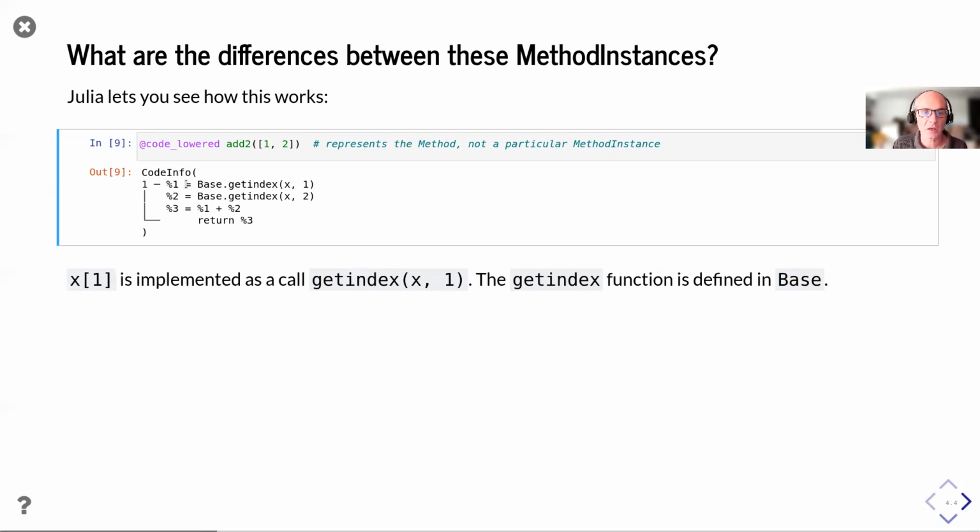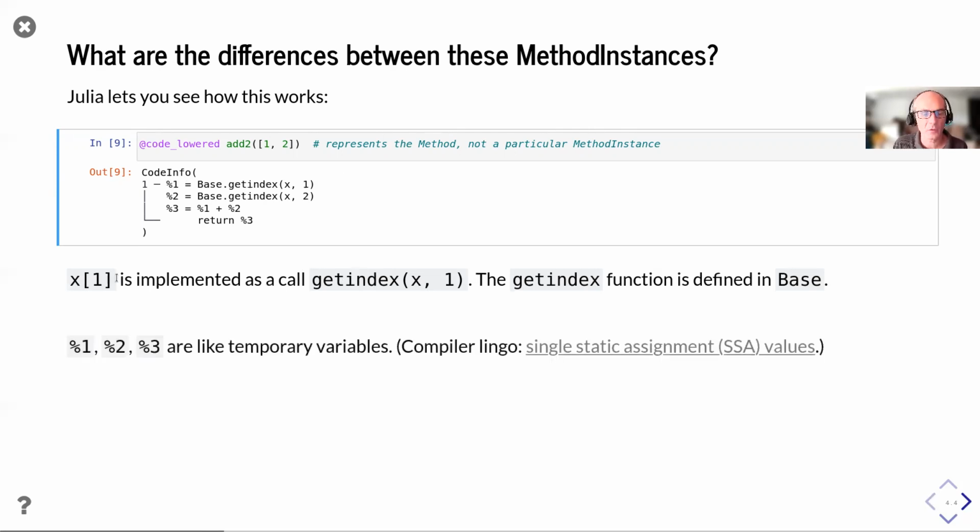Now you notice there's this assignment operation here, and those are funny looking variable names, but you can think of them basically as temporary variables. These are called SSA values in compiler lingo. You don't have to worry about that. Just think of these as temporary variables storing the result of that getindex. Then on the 3rd line, it's taking those 2 temporary variables and adding them together and storing them in a 3rd temporary variable. Then it's going to return that value.